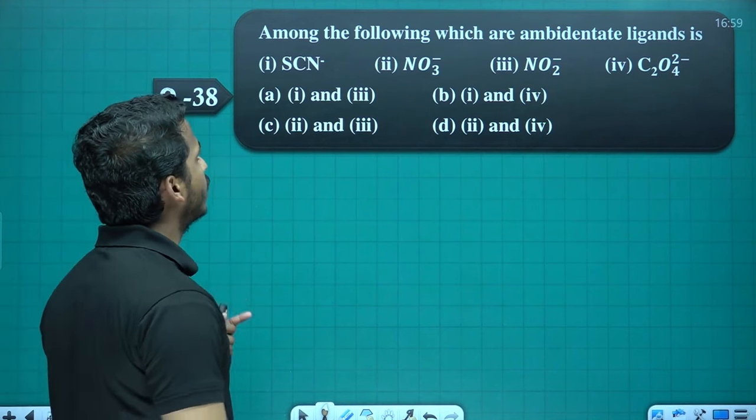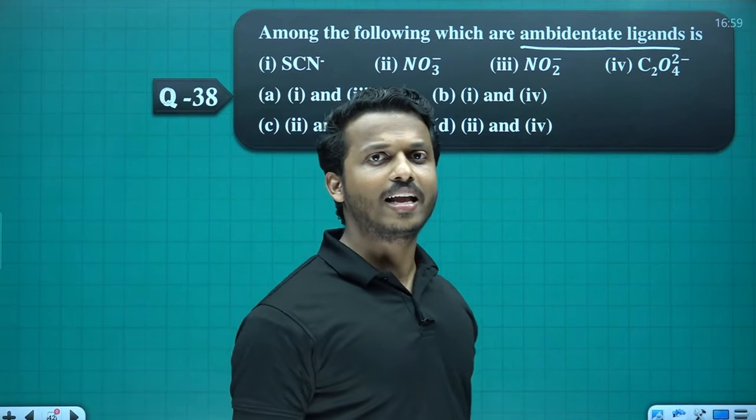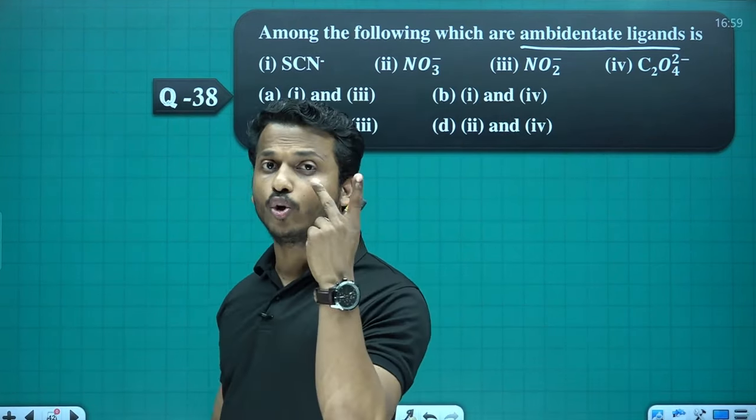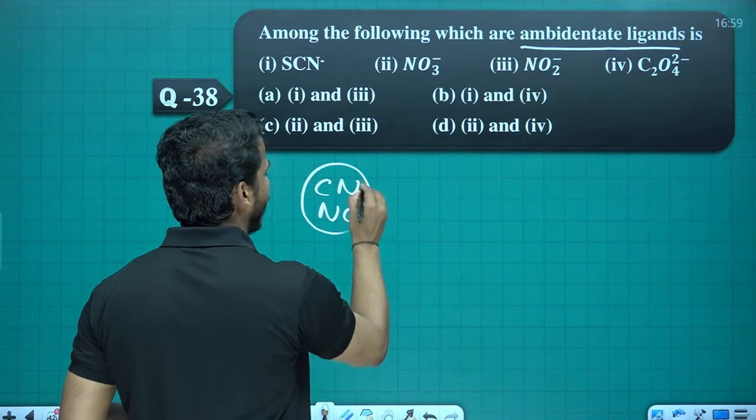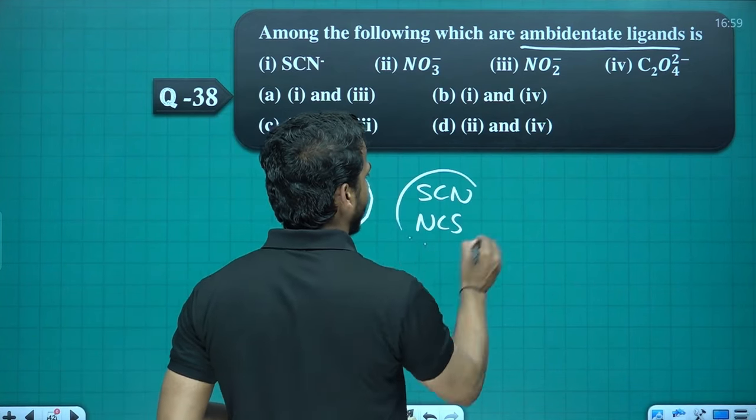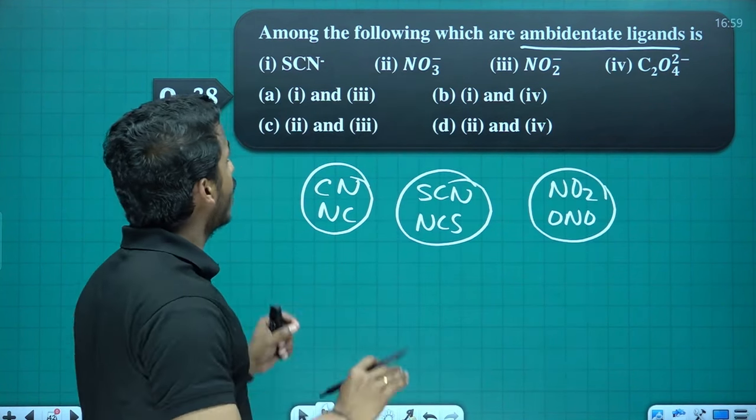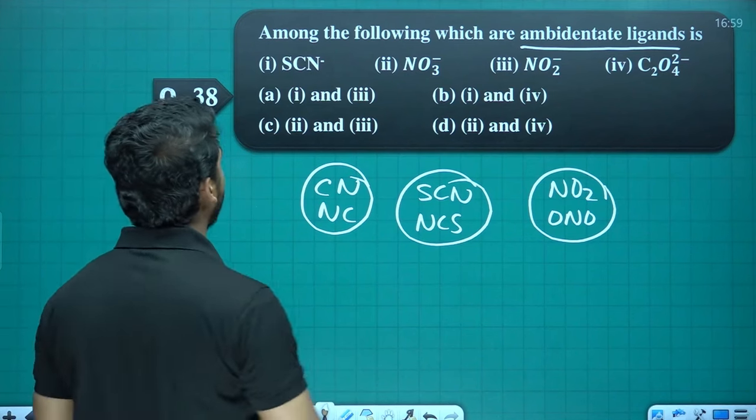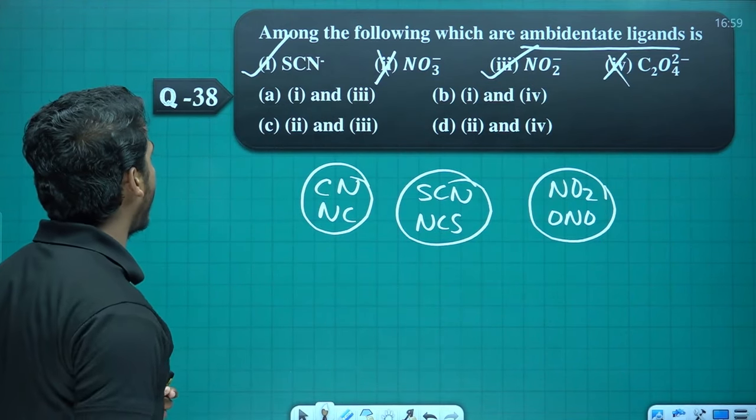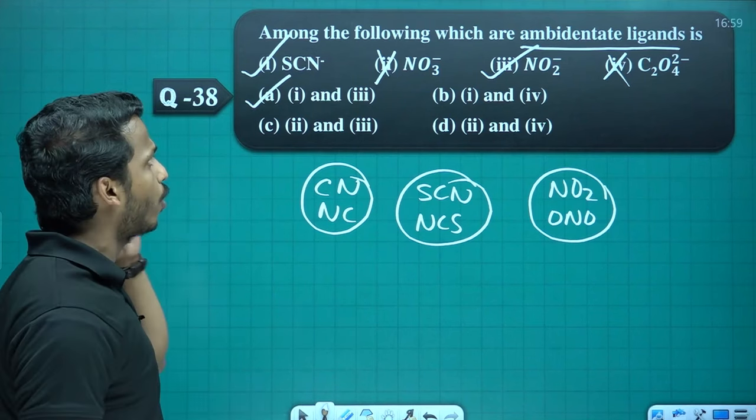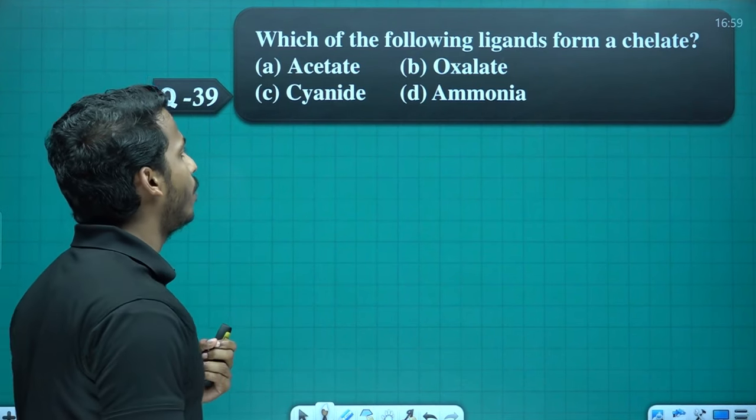Now, among the following, which are ambidentate ligands? You know very well what ambidentate ligands are. Ambidentate ligands are certain monodentate ligands having two donor atoms, but at a time they use only one. CN and NC are ambidentate ligands, SCN and NCS are ambidentate ligands, and NO2 and ONO are ambidentate ligands. Which of the following are ambidentate? SCN, NO3 no, NO2, oxalate no. So 1 and 3 are allowed. SCN and NO2 minus.